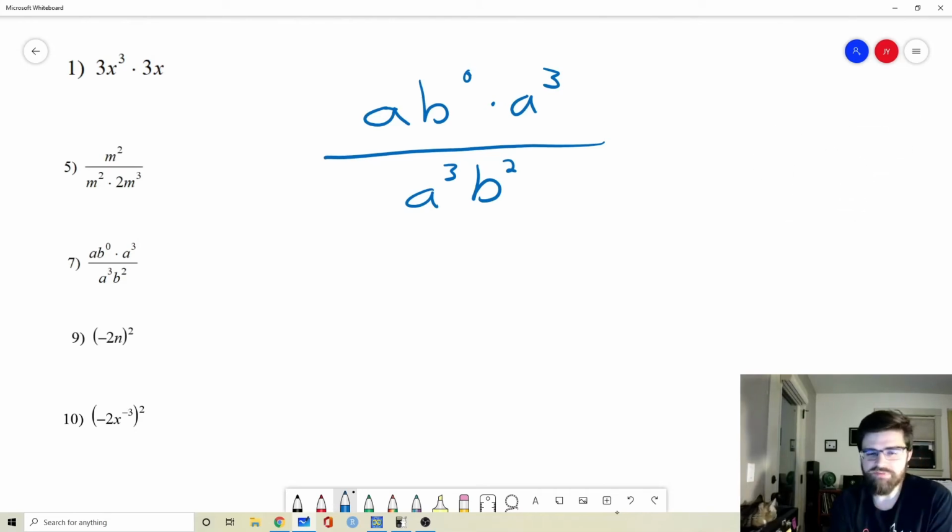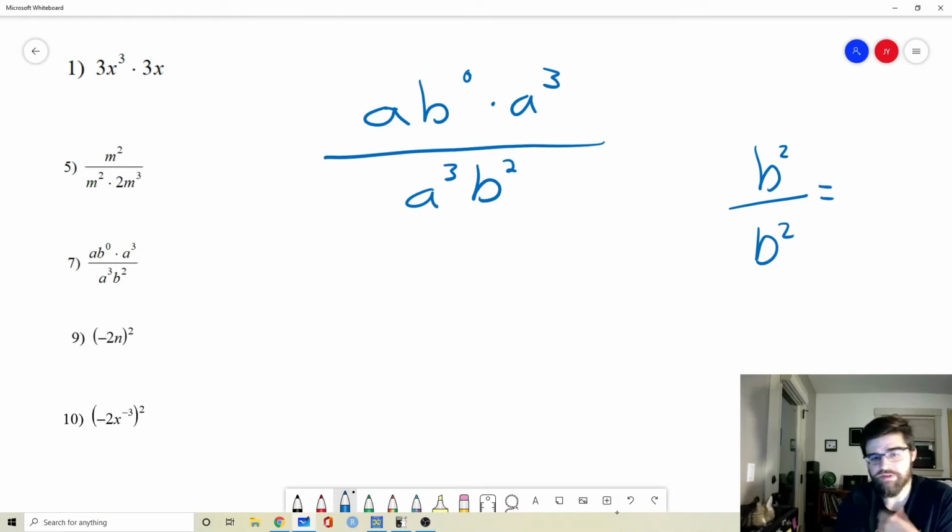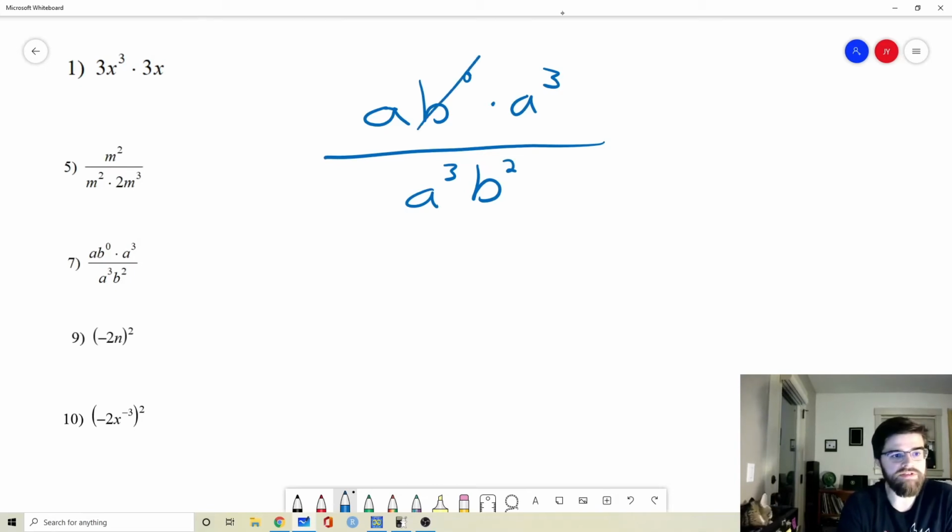We can prove this really quickly by thinking about our quotient rule. For example, if I had b squared over b squared, the quotient rule tells me I do 2 minus 2, so I get b to the 0th power. But also, intuition tells me anything divided by itself is equal to 1. So, same deal. That being said, b to the 0th power is useless. That's just times 1, which doesn't do anything for us.